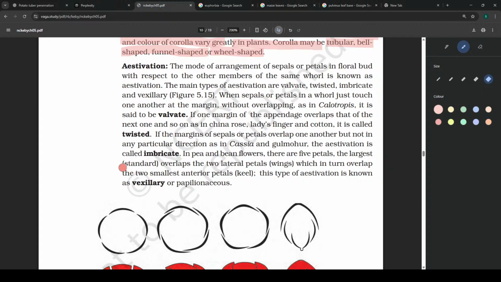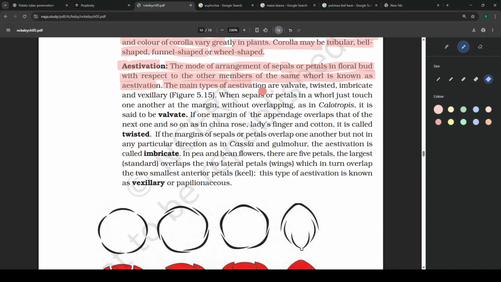Now let's go to the next main topic, that is aestivation. The mode of arrangement of sepals or petals in the floral bud with respect to the other members of the same whorl is known as aestivation. Basically, like how venation was the arrangement of veins and veinlets, here aestivation is the arrangement of petals or sepals with respect to each other in the same whorl.